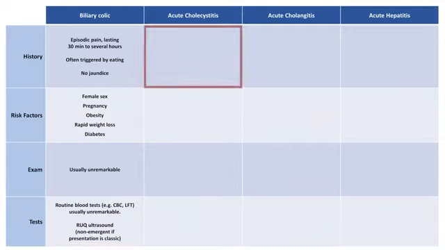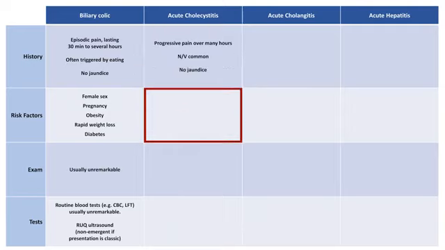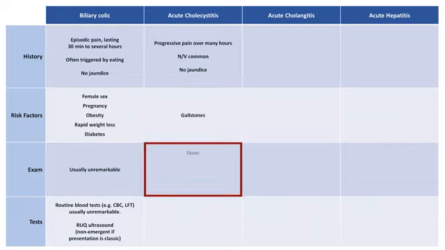The pain in acute cholecystitis is progressive over hours. Nausea and vomiting are common. And since the common bile duct is not involved, there is no jaundice. The most notable risk factor for acute cholecystitis is the known presence of pre-existing gallstones. On exam, patients are often febrile. The classic finding is an increase in right upper quadrant tenderness on inspiration when the diaphragm descends, pushing the liver and gallbladder into the examiner's stationary hands.